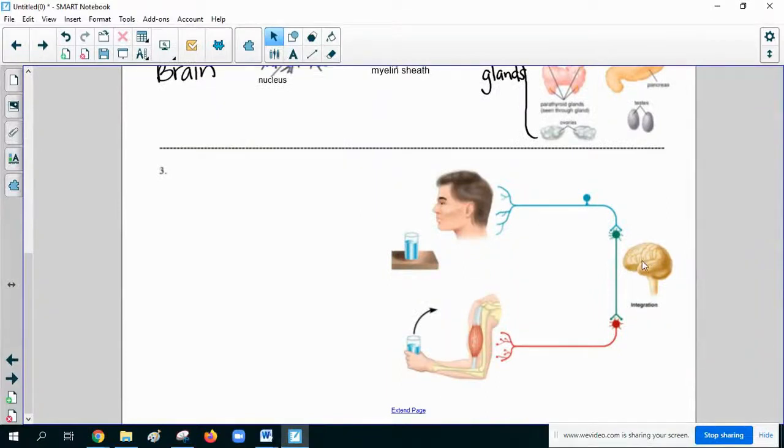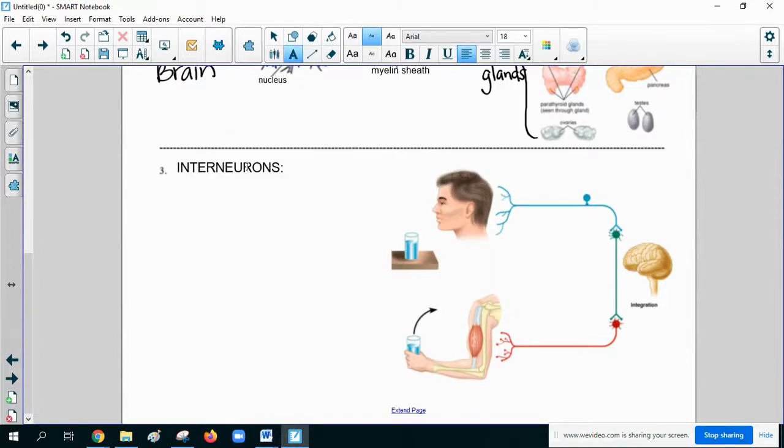Generally, we find them in the brain or the spinal cord. They are called interneurons. Now, I do want to break down the word interneurons. Obviously, neuron is a neuron. That's the nervous system cell. But the word inter is a really important word part that means between. And that tells us where these neurons are kind of located.